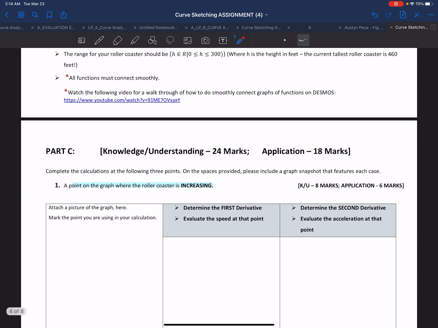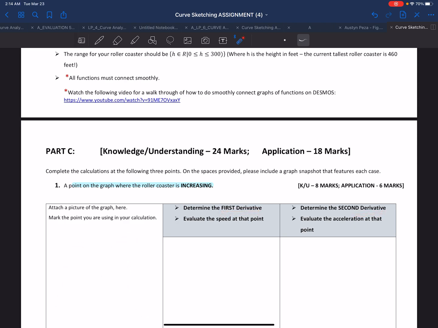Part C of your assignment will count for your knowledge, understanding, and application category marks. So what you want to do here is, first, you pick a point where the roller coaster is going up, and on this empty spot, you will have to include a snapshot of the picture and the point. You have to mark the point where you are measuring or using to answer the following questions.